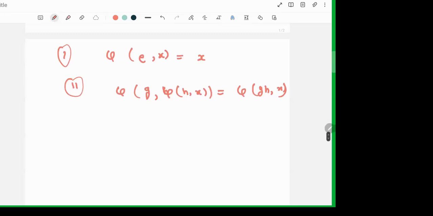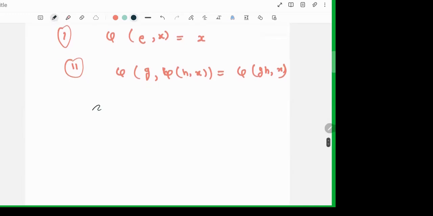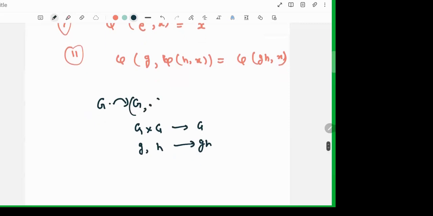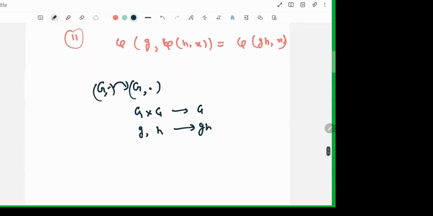But let's see some example, then things will become clear, because just by seeing abstract theory, things do not become clear. Suppose we start with a random group G, and G acts on itself. How are you defining the action? G cross G to G, the natural group operation: for any element (g, h), it goes to their multiplication gh. So (G, dot) is a group acting on itself.